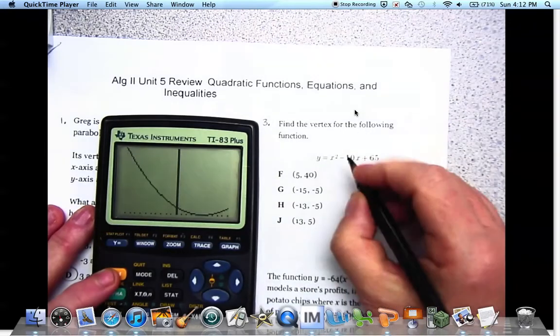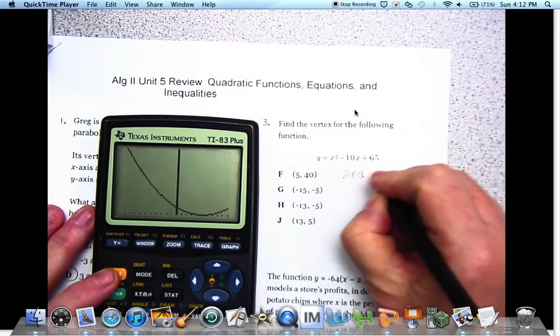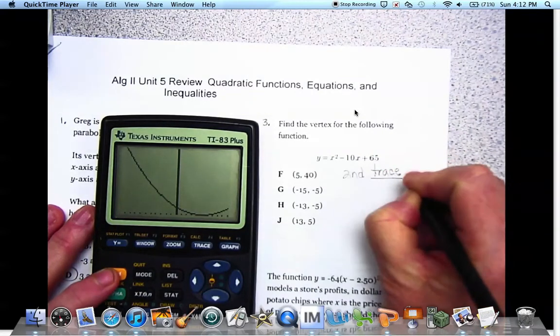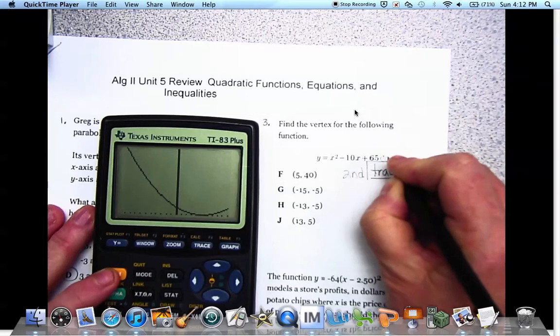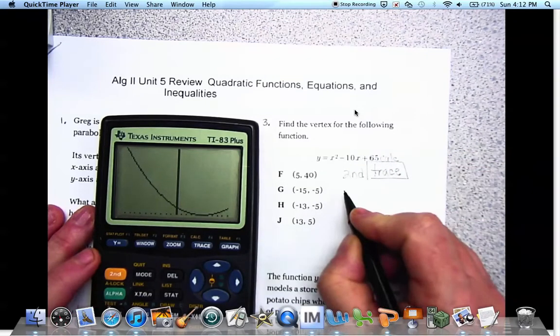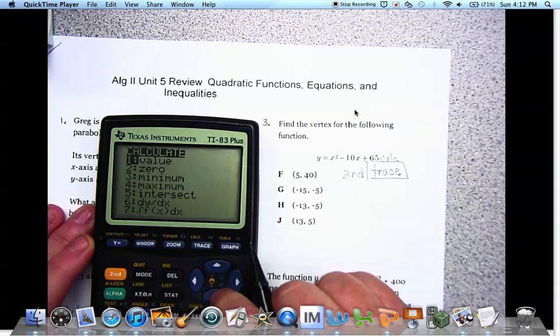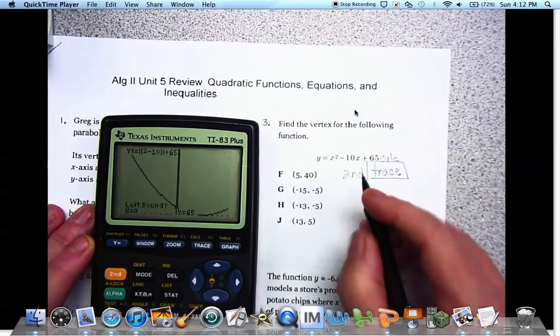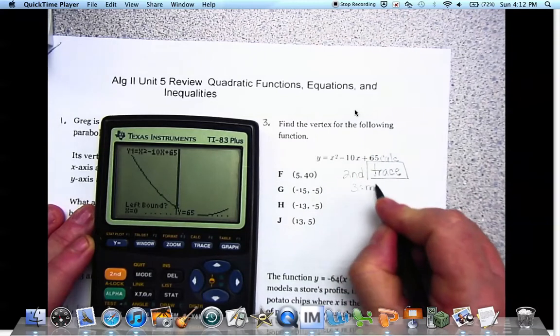Now we can find the vertex. We're going to do second trace, or calc, here. Second calc. Since this is a low point, we're doing a minimum. So we'll do 3, minimum.